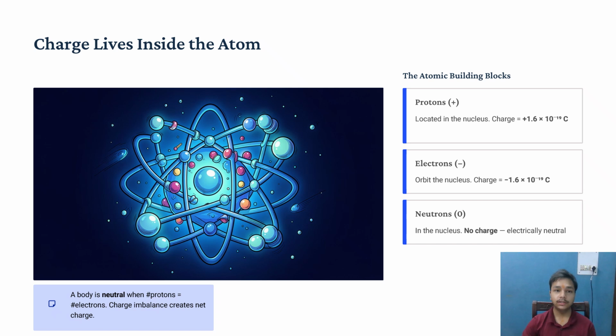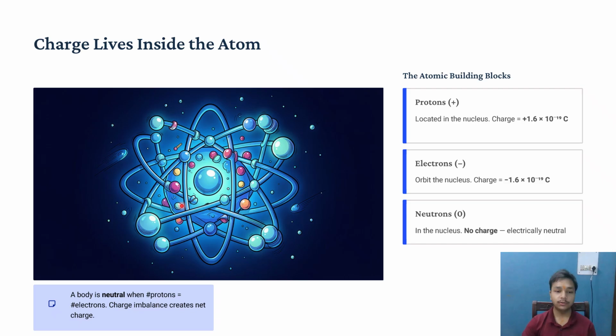So moving on, as I already told you about the protons, electrons and neutrons. Protons are located in the nucleus and the charge on them is plus 1.6 into 10 to the power minus 19 coulombs. Whereas the electron is orbiting the nucleus continuously, and the charge on an electron is minus 1.6 into 10 to the power minus 19 coulombs. Neutrons reside in the nucleus, as you can see in this image also, and the electrons are continuously orbiting the nucleus. So the neutron has no charge, so it is electrically neutral.